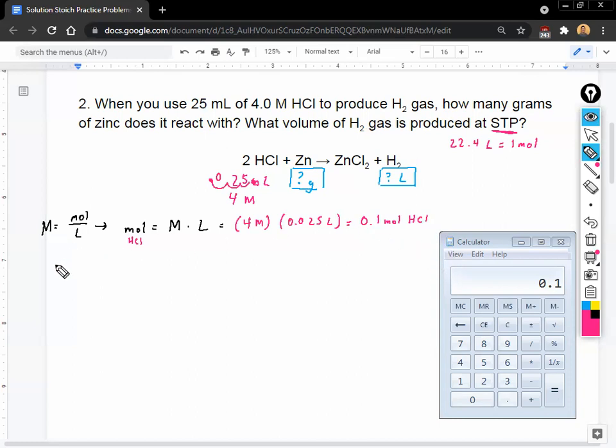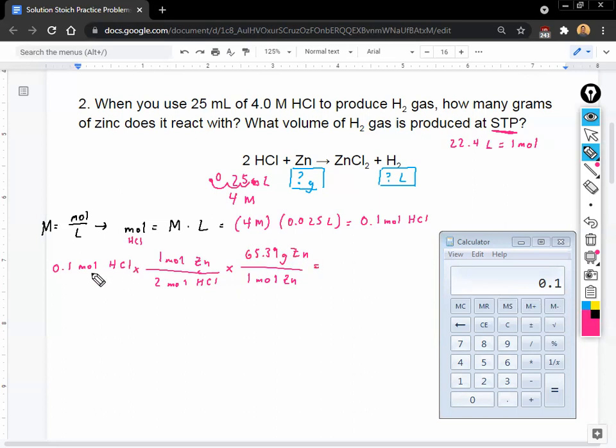All right. Next, we're going to take that value of 0.1 moles of HCl, and then we're going to use the chemical equation. The ratio here is 2 moles of HCl per every 1 mole of zinc. And then from here, we can actually just add another conversion factor to find the grams of zinc. We're going to do 1 mole of zinc, and then the molar mass of zinc is 65.39 grams of zinc.